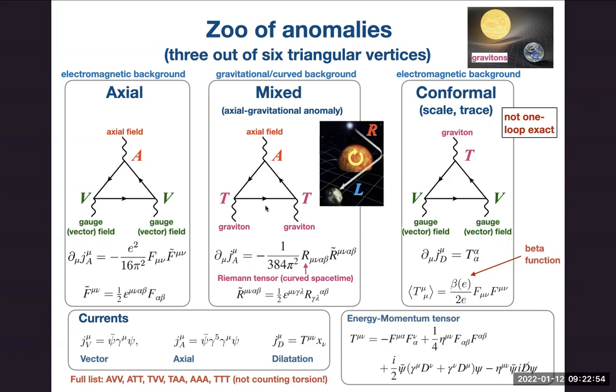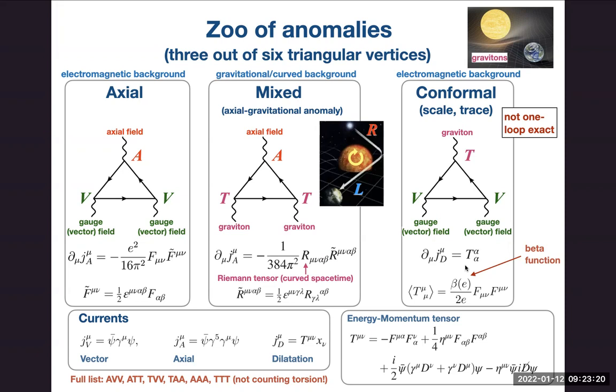And there is also the trace anomaly, and the trace anomaly also corresponds to a triangle diagram. You can see here we have a graviton and here two vector fields. The graviton entering here means that you have the energy momentum tensor, because gravity couples to the energy momentum tensor, so it's natural to have a graviton here.